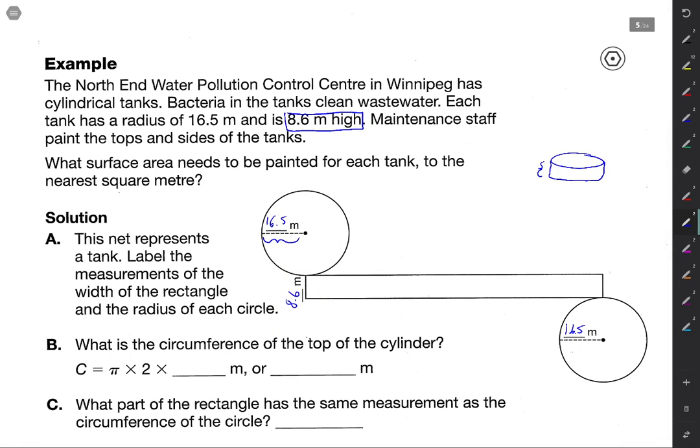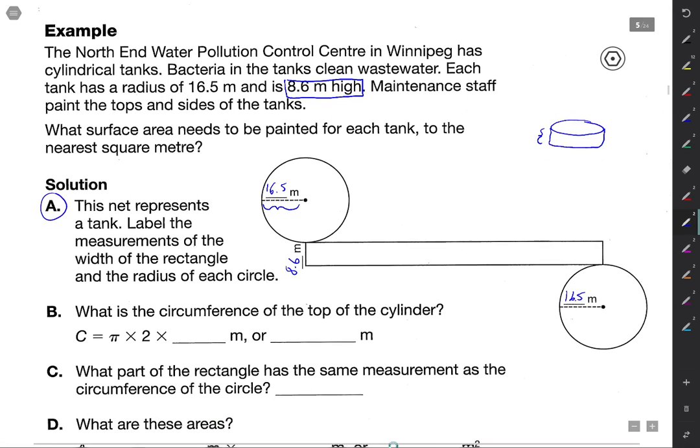Maintenance staff paint the tops and sides of the tank. What surface area needs to be painted for each tank to the nearest square meter? So let's figure out the surface area of this tank. So we already labeled the tanks with the measurements that we saw. So let's move on to B.